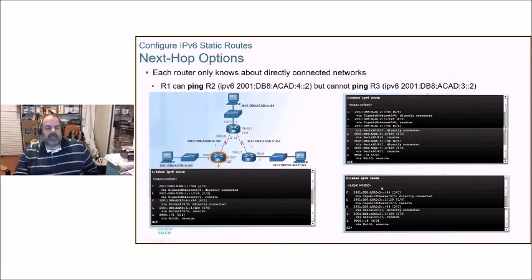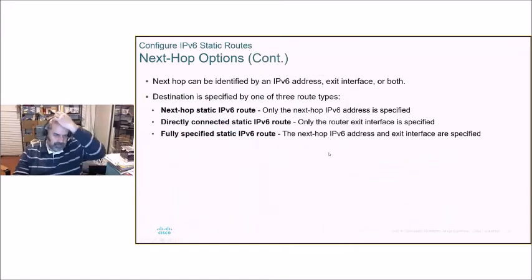So, with IPv6, it's not greatly different. Of course, the addressing is just different. That's the major difference. And so, as you can see, this has only got 2 directly connected networks. This one's got 3, this one's got 2. Same topology, just IPv6 addresses. And so again, we can have a next hop IP address, we can have an exit interface, or we can fully specify. The last one is probably the best option.